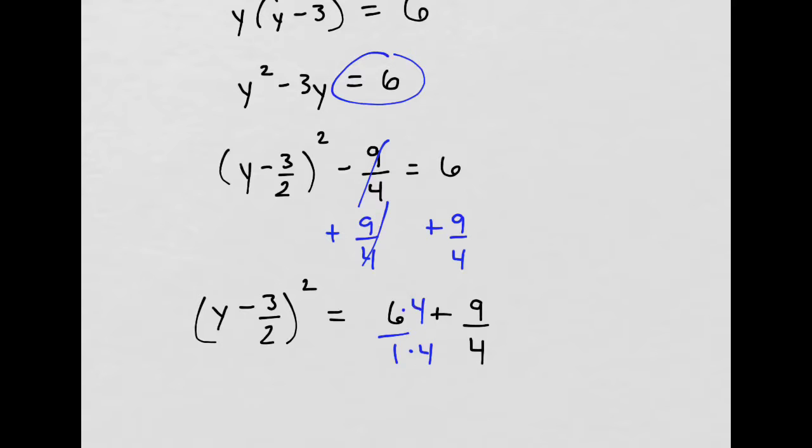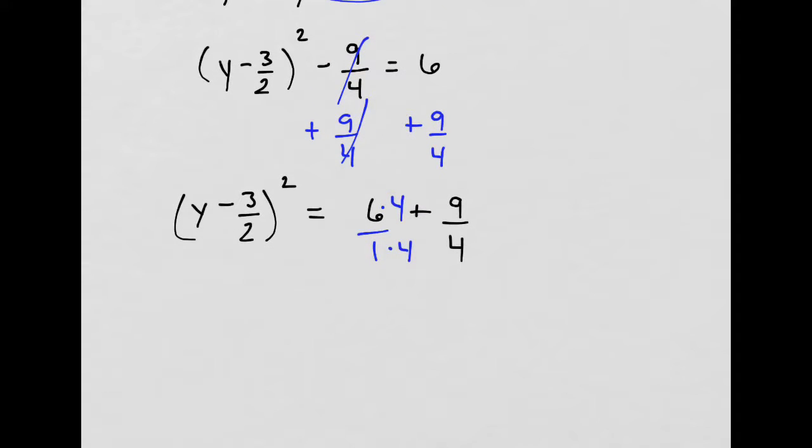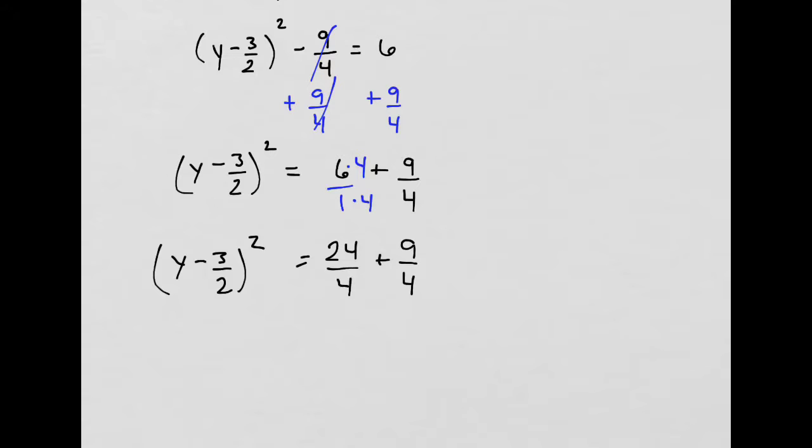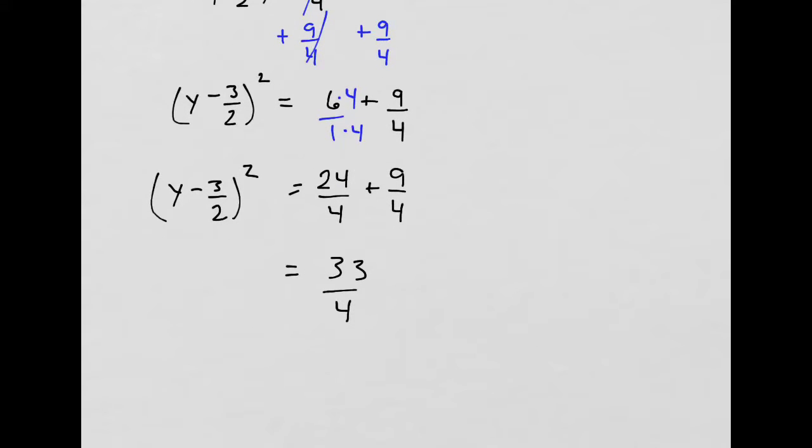Alright, 6 times 4, and I get 24 over 4 plus 9 over 4. And this stays the same so far. Eventually I'm going to square root. But 24 plus 9, what is that, 35? 33? 33. 24, 25, 26, 27, 28, 29, 30, 31, 32, 33. Yeah, 33 over 4. And now I can square root both sides.